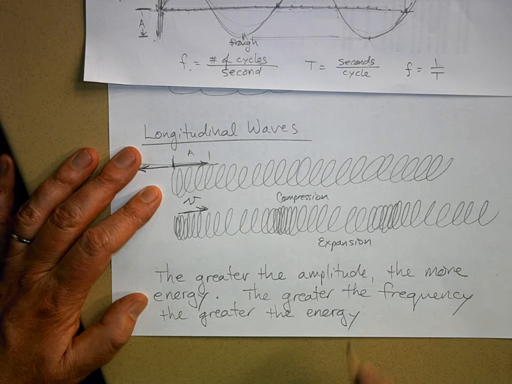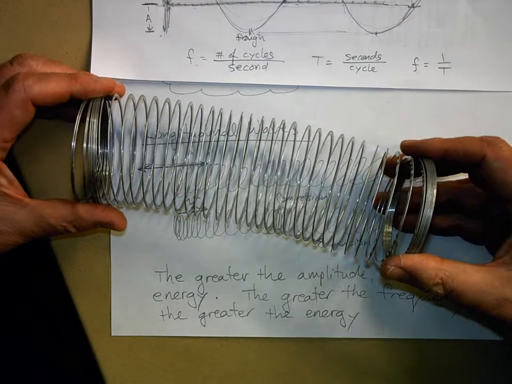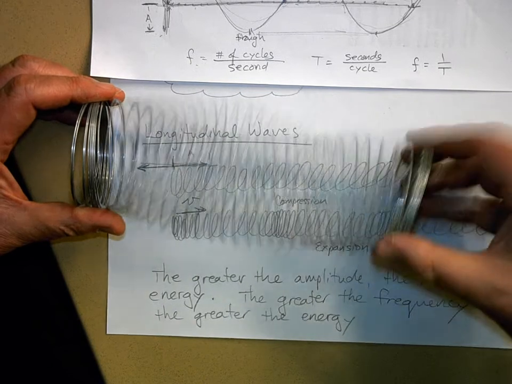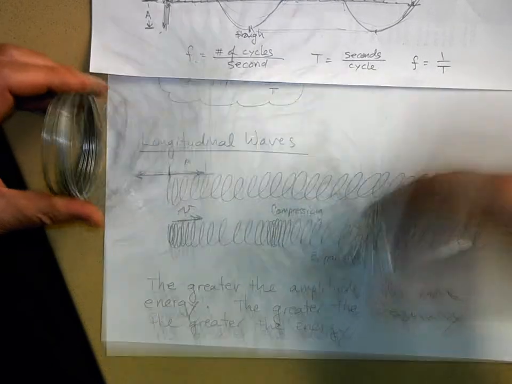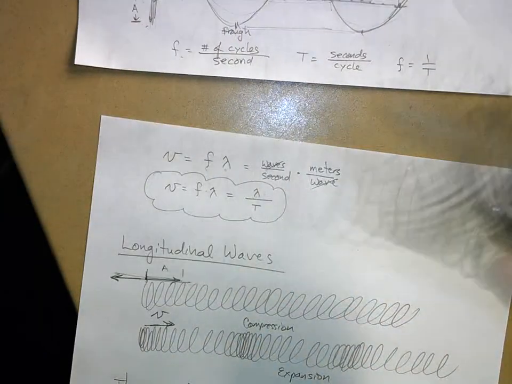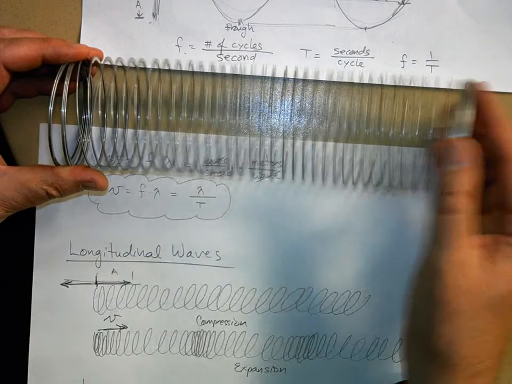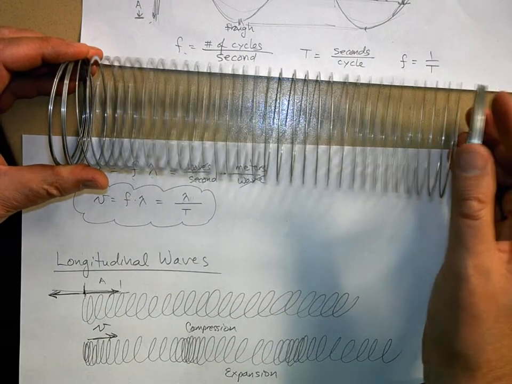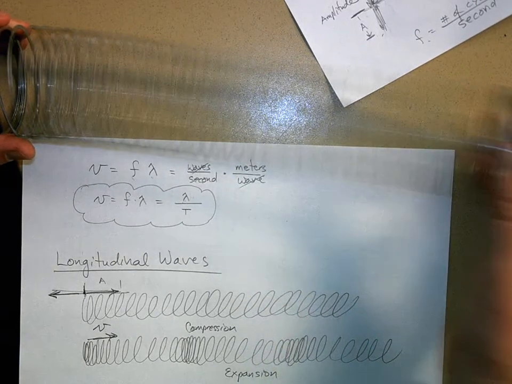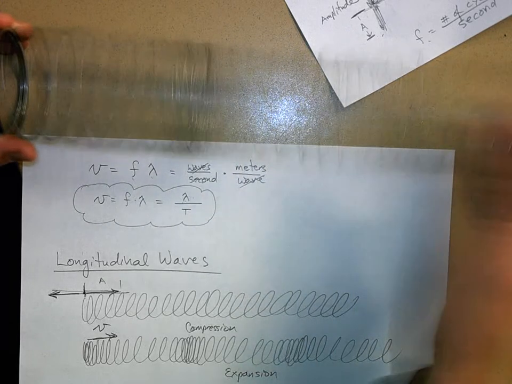And this makes sense, right? If I take my slinky out like this, and I'm going to make transverse waves, if I have little tiny amplitudes, it doesn't take much energy to do that. But if I have big amplitudes, lots of energy. Same thing with longitudinal waves. And if I keep the amplitude the same, but I slow down the frequency, slow frequency, not much energy. High frequency, lots of energy.